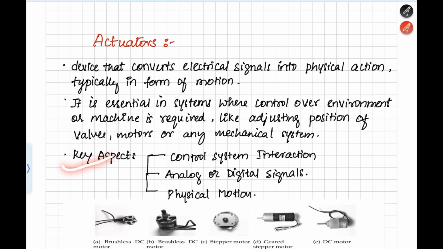Let's look into the key aspects. Okay, first one we have is control system interaction. So actuators are connected to the control system, which will send instructions like what to do, what action to be taken, and all of that. Then we have analog or digital signals. The control signal sent to the actuator can be either analog, that is continuous signals, or discrete, that is digital signals. Then we have physical motion. Physical motion means the response from the actuator is usually some sort of action or physical motion. It could be mechanical motion, like rotation of a wheel, or linear motion, or gripping, or any other examples.